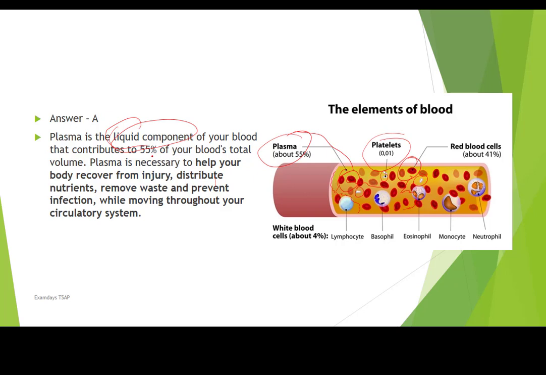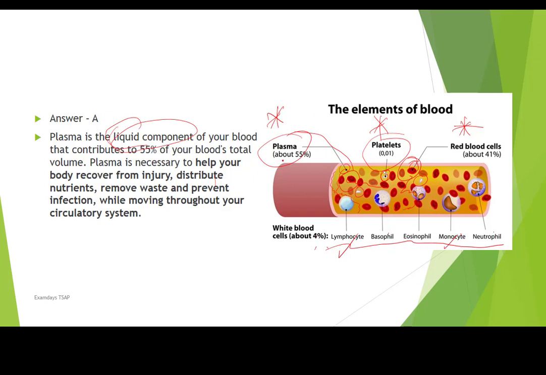Plasma is necessary to help your body recover from injury, distribute nutrients, remove waste and prevent infection while moving throughout your circulatory system. So plasma is very important and essential, and it mixes with your blood. Now you understand the difference between plasma, platelets as well as blood cells. The blood also carries other cells, such as lymphocytes and monocytes.